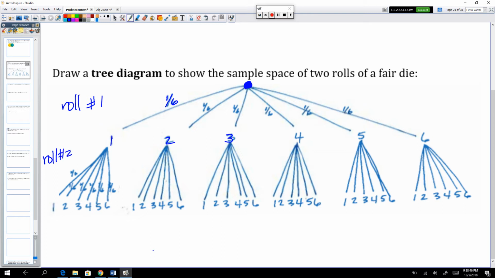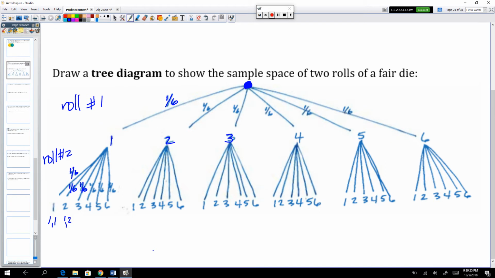So roll number 2 happens, and at the bottom of this tree, you'll see that there are 36 different outcomes, right? So this is the outcome of a 1 and then a 1. This is the outcome of a 1 and then a 2, and so on and so forth. Each of these probabilities on these lines is also 1 in 6, 1 in 6, 1 in 6, right? So those all add to 1 as well. So this was just an example to show you how to properly draw a tree diagram showing the probabilities all along the way. Only draw one tree. Don't be drawing more than one tree for your scenario.